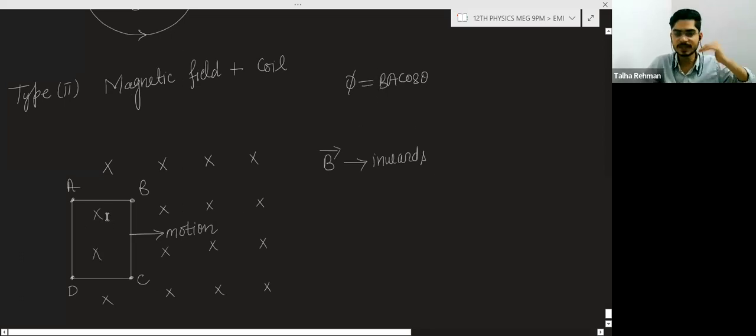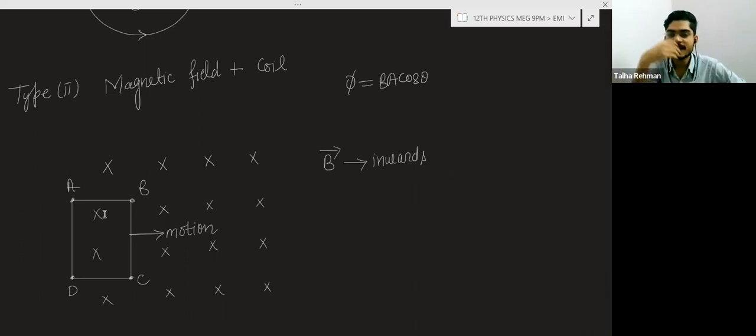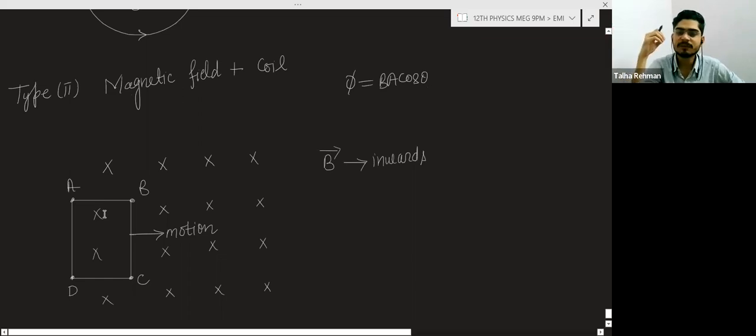If the magnetic field is increasing with respect to the coil, then you can say the magnetic flux is increasing with respect to the coil. Flux is increasing means the flux is changing with respect to the coil. And whenever there is a change in the flux, according to Faraday's law, there will be an induced EMF in the coil, and due to that induced EMF, as this coil is closed, there will be an induced current in the coil.